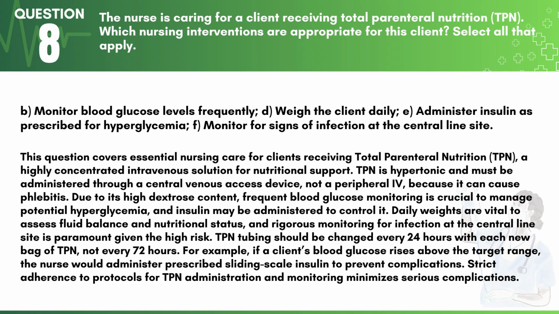TPN tubing should be changed every 24 hours with each new bag of TPN, not every 72 hours. For example, if a client's blood glucose rises above the target range, the nurse would administer prescribed sliding-scale insulin to prevent complications. Strict adherence to protocols for TPN administration and monitoring minimizes serious complications.